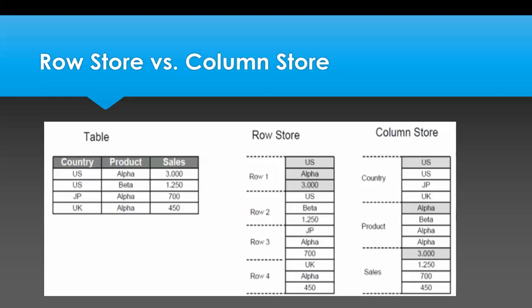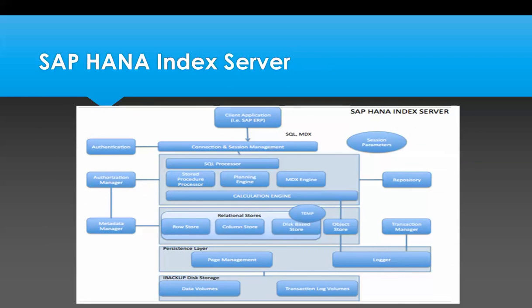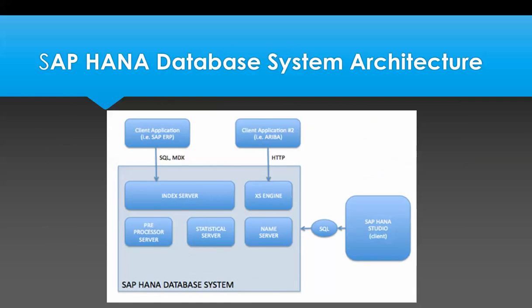So it was all about row store and column store differences, and we have the option of storing the table as a row store or a column store when we create the table. And we have just seen all the components of the index server in detail, and this is the main architecture of the SAP HANA database system. There are different servers which have their own purposes, and these are all managed by the index server. That's the main server. So that was all about SAP HANA database system architecture.